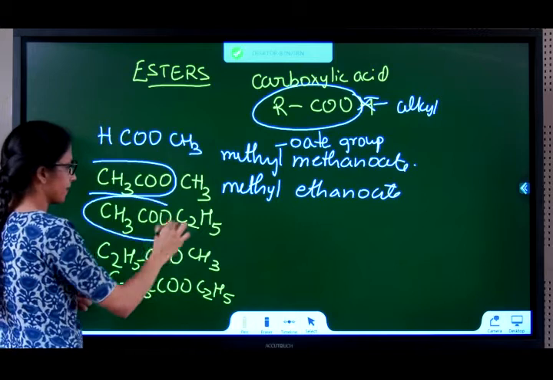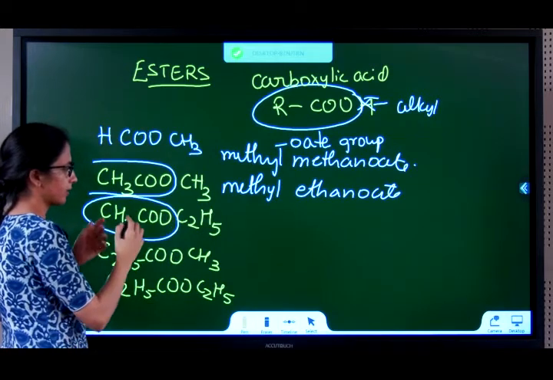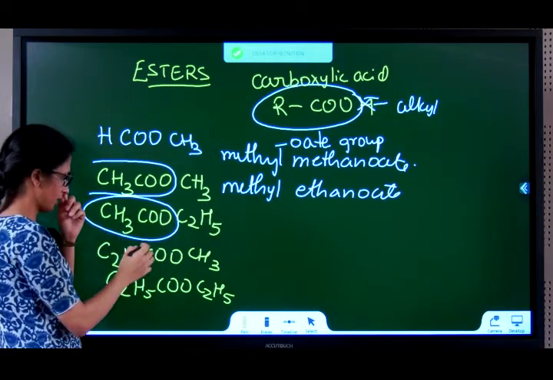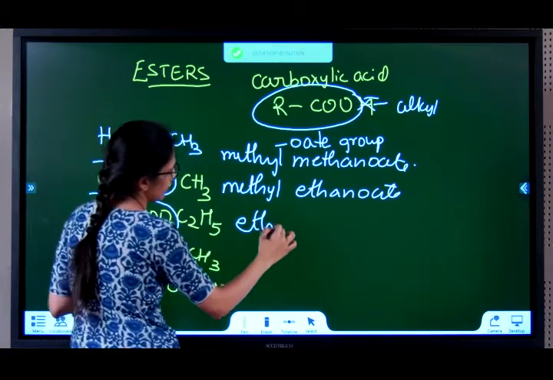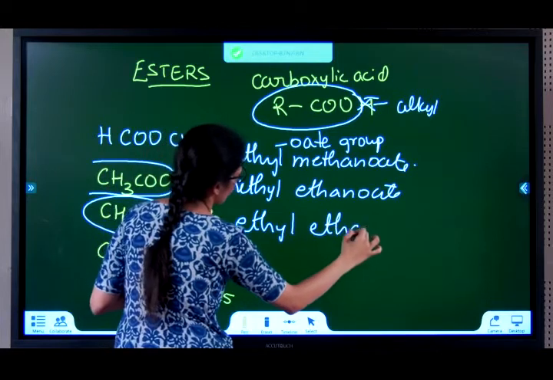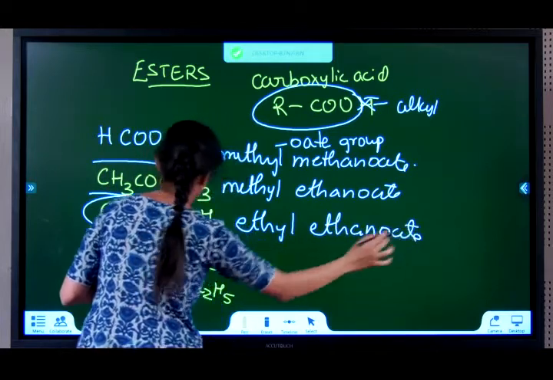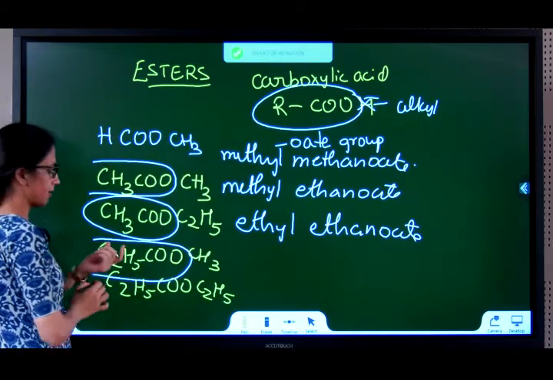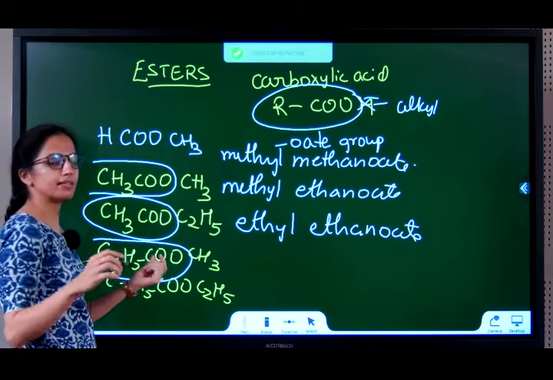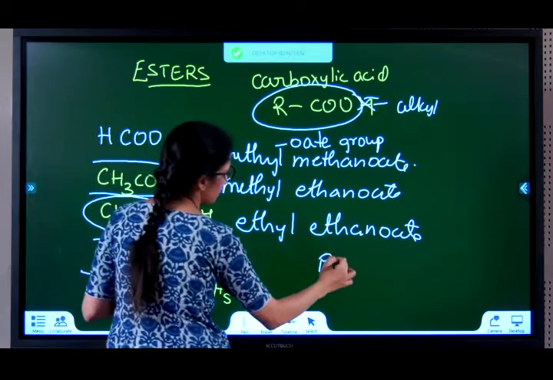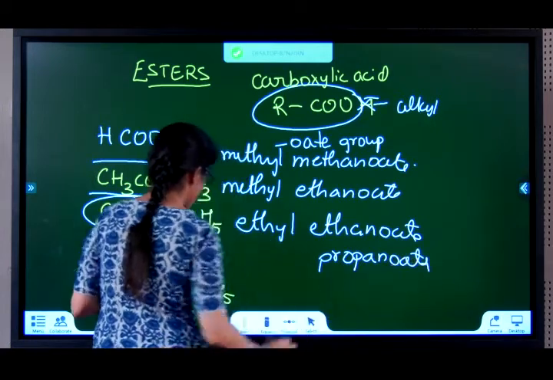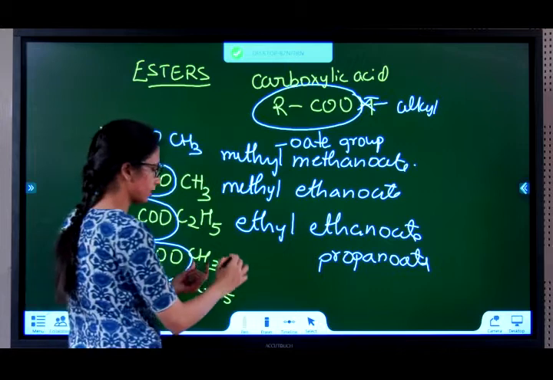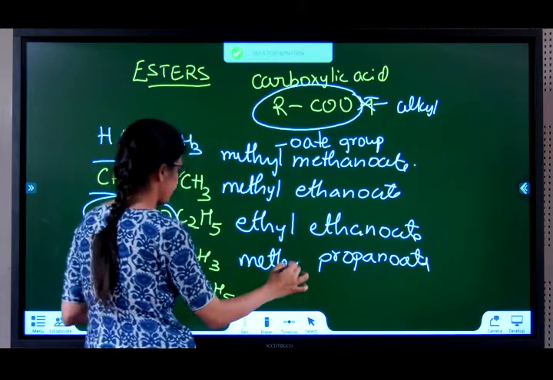Similarly, this is now what? Ethanoate group. To this ethanoate group you are adding whom? Ethyl. Ethyl ethanoate. Now this is 3 carbons. It was supposed to be propanoic acid. You removed a H. It became propanoate. And who did you add here? CH3. What is this? Methyl propanoate.